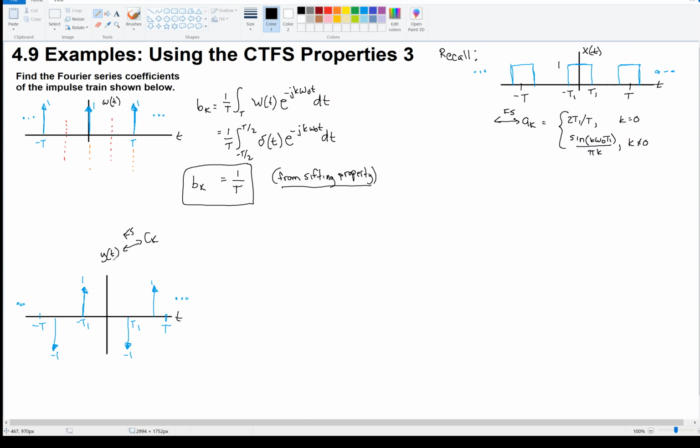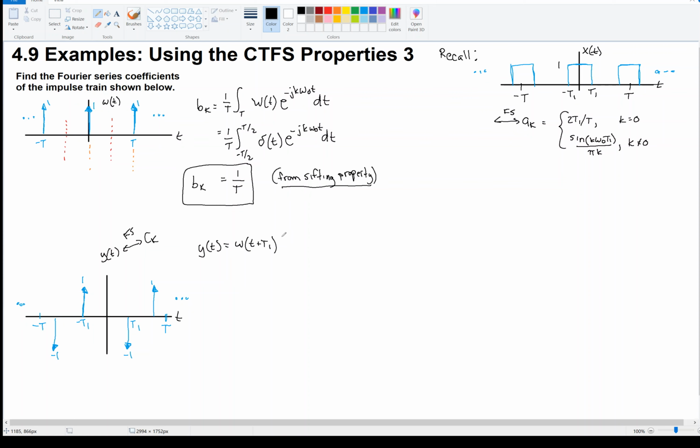So the question right now is, is y of t related to w of t? And if so, how? So we see, yeah, it is. y of t is equal to, well, if I take w(t) and shift it to the left by T1, then I have the positive spikes occurring at minus T1 and at T1 and so on. So I've got this guy. That's partially what I want.